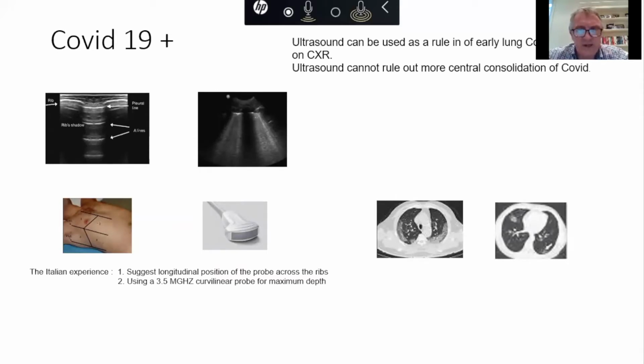We're all in the middle of this pandemic, and hopefully in the UK we're coming to the end of it. But what we found is that ultrasound can be very helpful for the early diagnosis of COVID when the chest X-ray is normal. We initially found out about this from our colleagues in Italy, and they told us how to examine the chest with ultrasound. We go across the ribs, we use a curvilinear probe, as I mentioned before, and this is what normal lung looks like. These are the A lines, the reverberation. This is what you would get between the ribs.